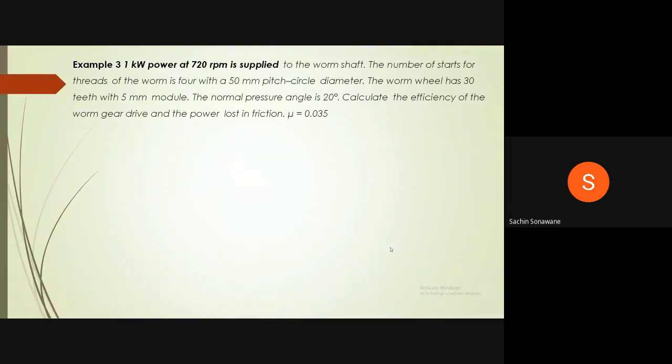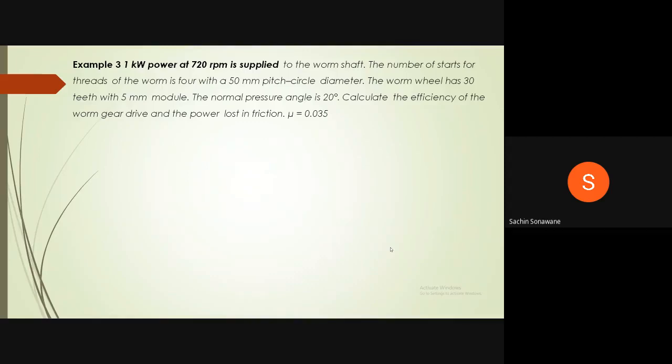Example number 3. 1 kilowatt power at 720 rpm is supplied to the worm shaft. The number of starts for threads of the worm is 4 with a 50 pitch circle diameter. The worm wheel has 30 teeth with 5 module. The normal pressure angle is 20 degree. Calculate the efficiency of the worm gear drive and the power lost in friction.